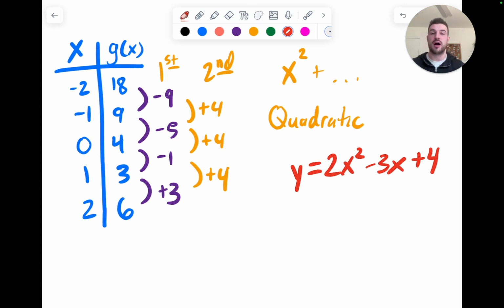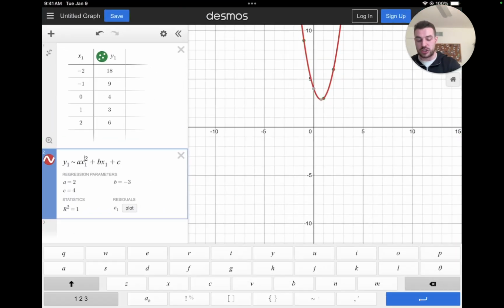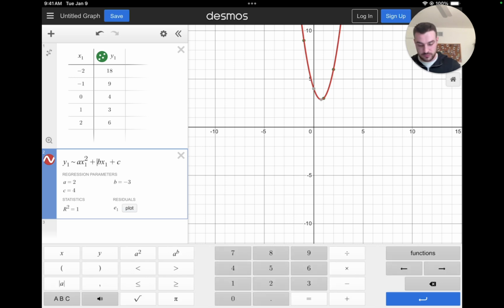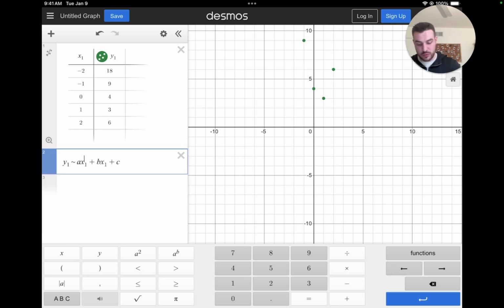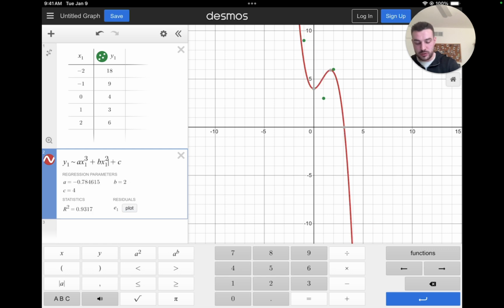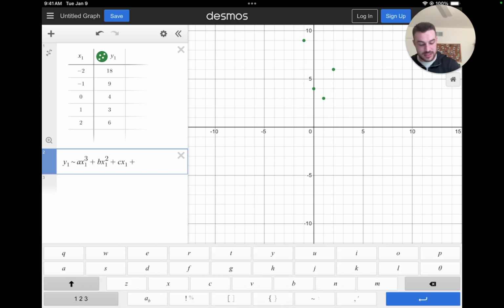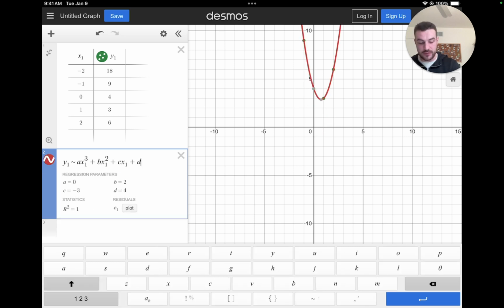All right, so for other functions, if we wanted to do cubics, I would change my first exponent to a 3. Then my second exponent would be a 2. Then c would be x1 to the first, and then we would need to add a d value. Again, we could see this in red.